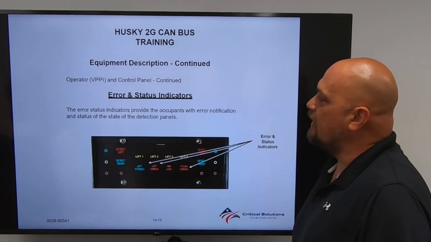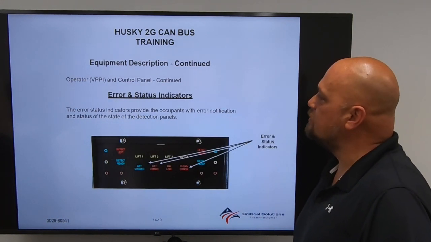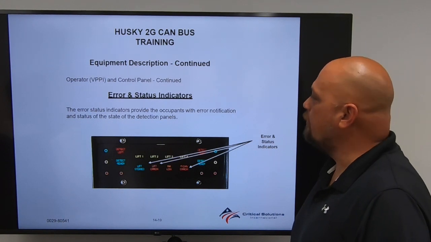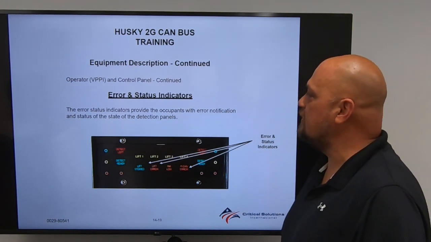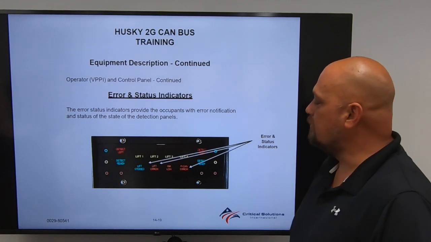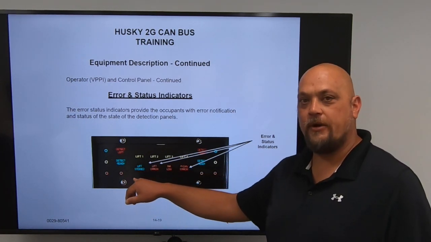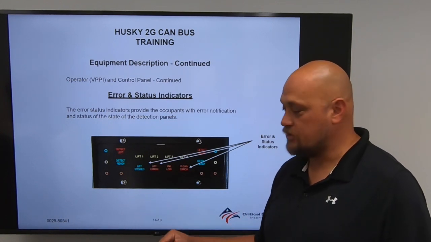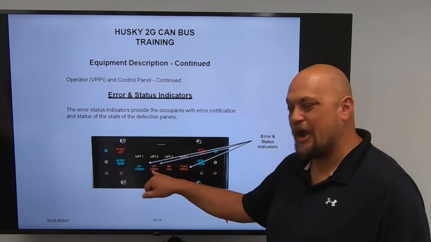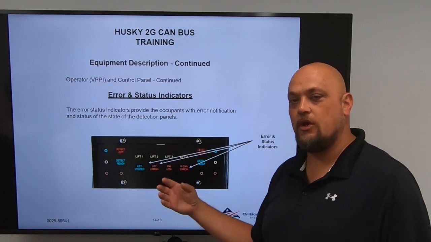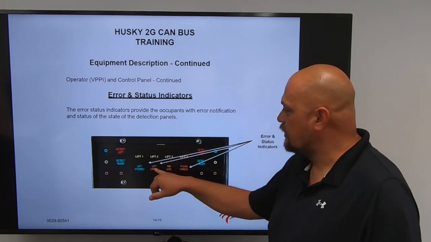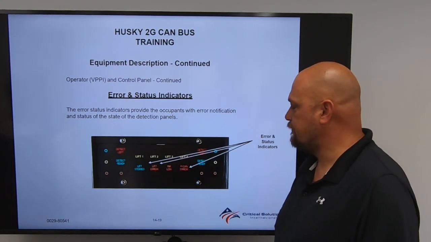Error status and indicators. The error status and indicators provide the occupants with error notification and status of the state of the detection panels. We'll go through a few of these real quick. You have lift stowed. That lets the operators know that the panels are in the up or stowed position. You have a lift error light. If there's an issue with your height or tilt actuators, your lift error light would come on.